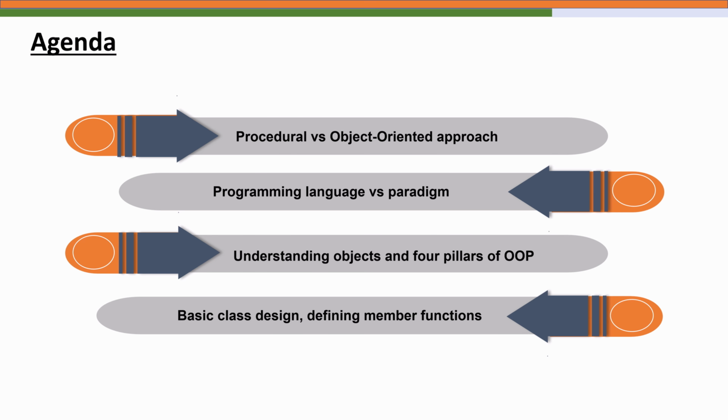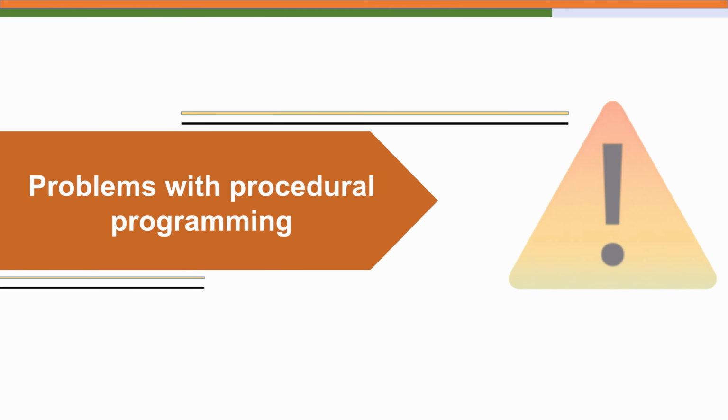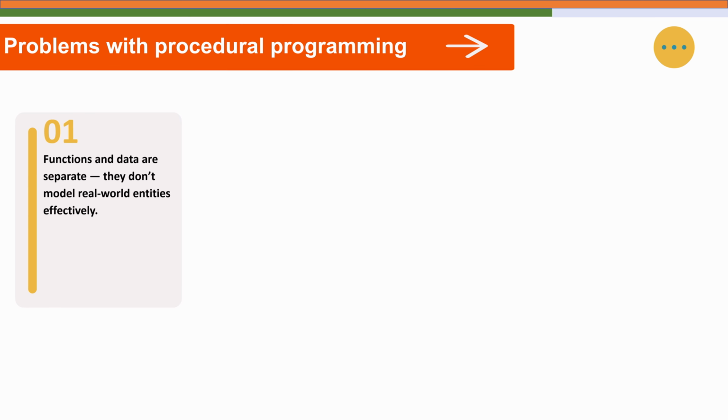Before we dive into object-oriented programming, let's take a moment to understand why it becomes necessary in the first place. Let's look at some of the main problems with the older procedural style of programming. So in procedural programming, functions and data are separate. They do not model real-world entities efficiently. So we typically write a bunch of functions that operate on data, and the issue is that the data and functions that use it are kept apart.